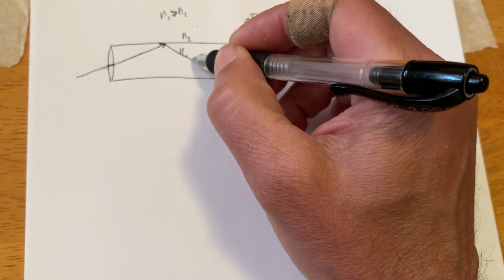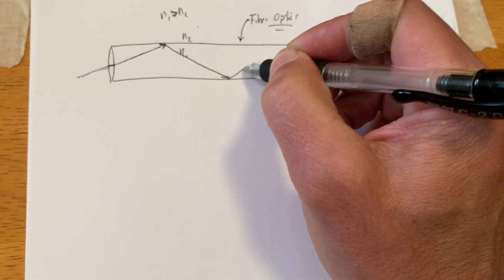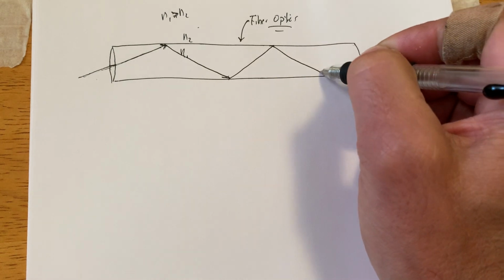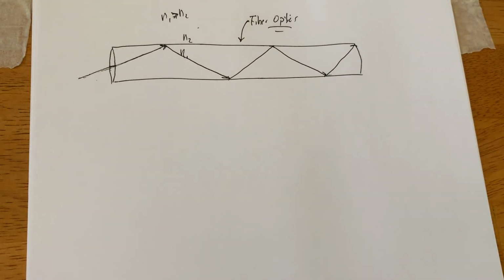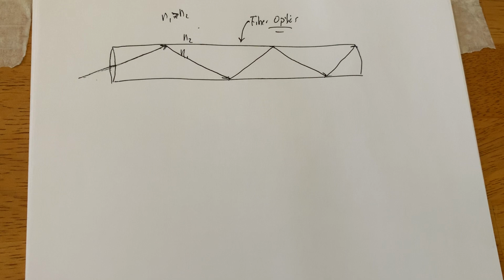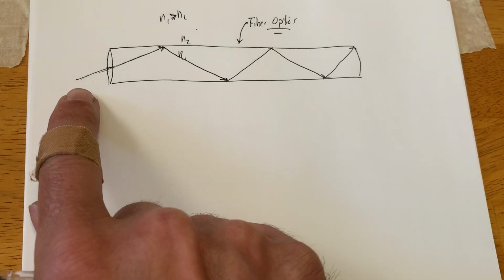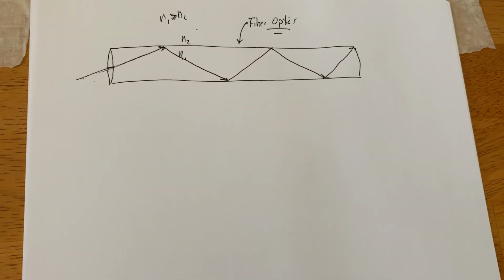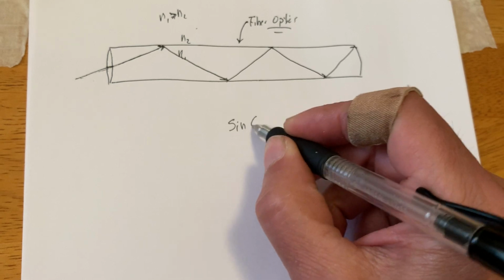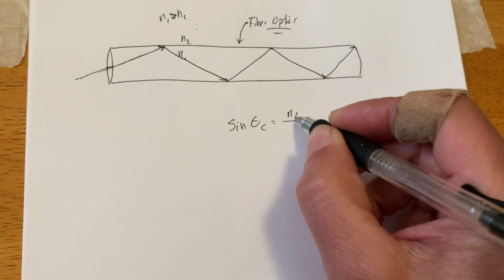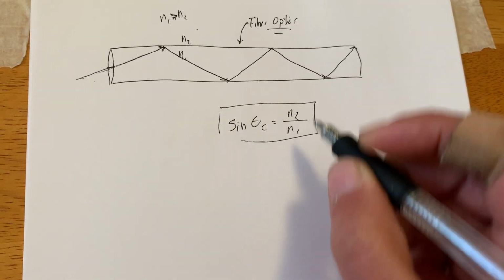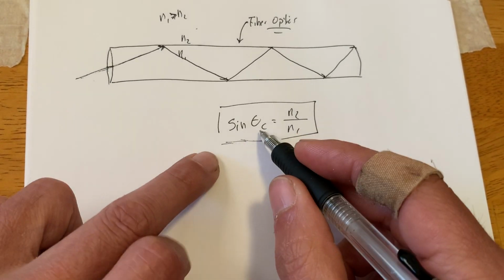What does it do? It bounces back, and then it bounces back, and then it bounces back, and so forth. And this is how I send information from one place to another. This is called the critical angle, which really means we're keeping the ray of light in the material in which it first started. So sine theta critical is n2 over n1. So this is the critical angle.